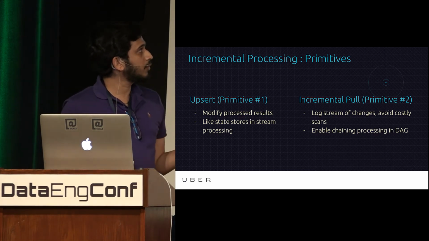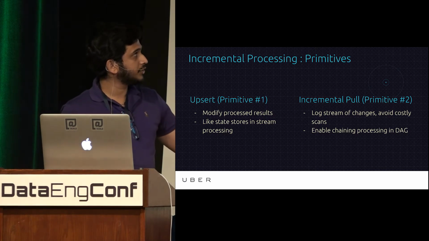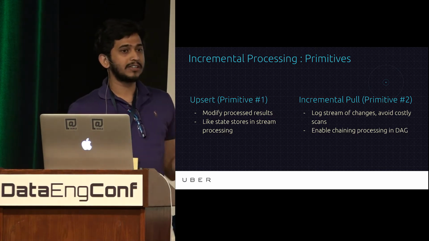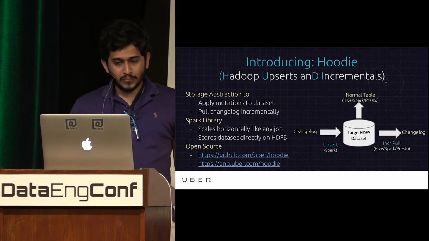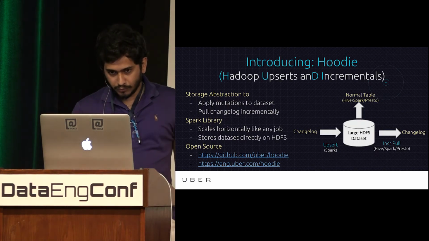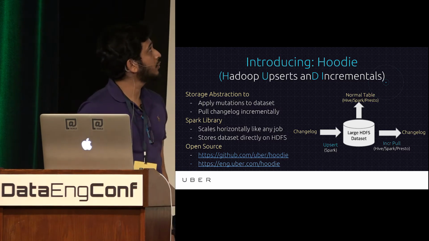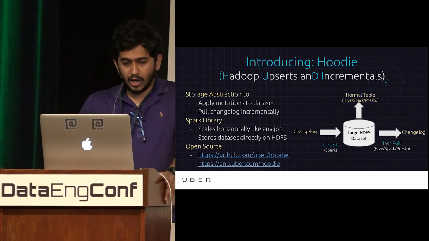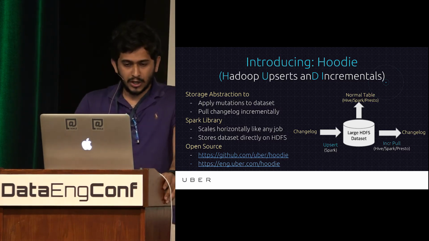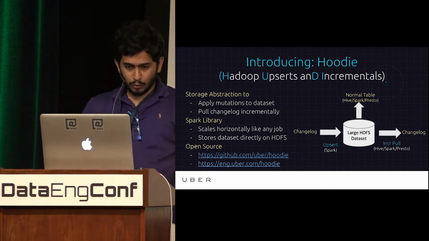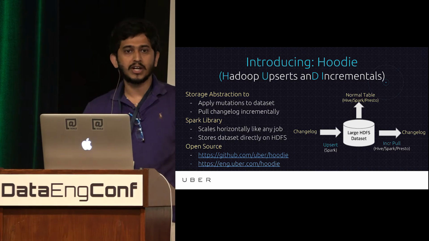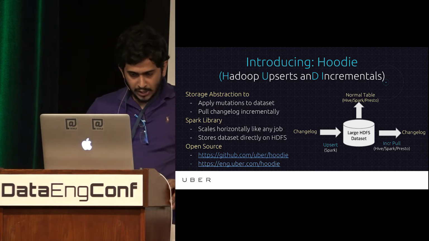And incremental pull, which is, okay, you get a log of changes, and you can avoid costly scans to just know what has changed in a table. So with this, finally, we formally introduce Hoodie. Hoodie stands for Hadoop Upserts and Incrementals. It's a storage abstraction to apply mutations to a data set and then pull change logs incrementally. Basically, it implements both these primitives. It's a Spark library.